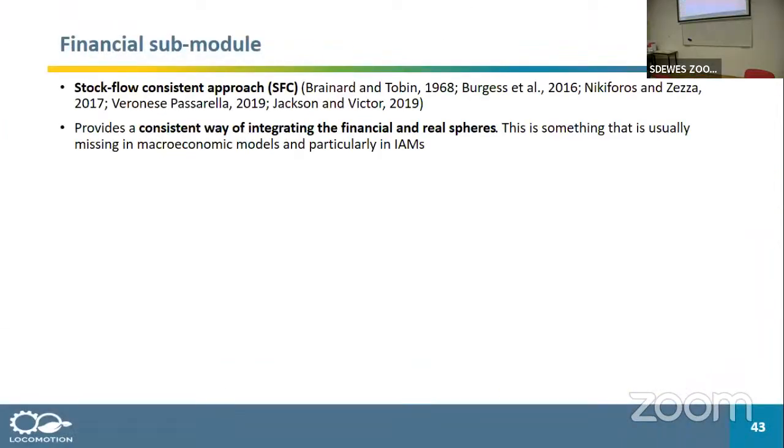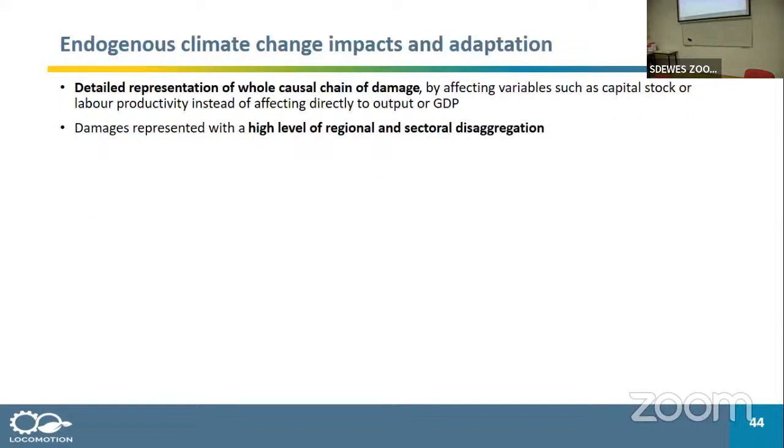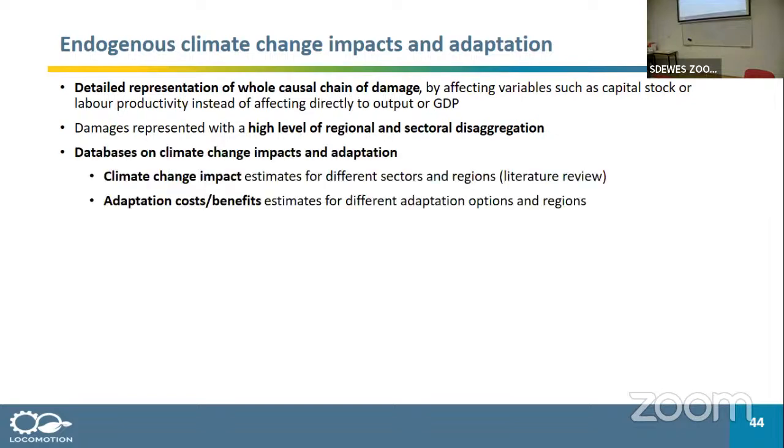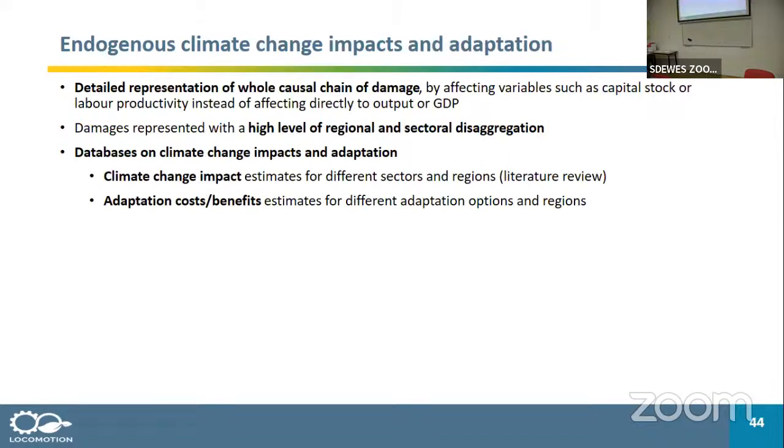So in the financial model, we have a stock flow consistent approach that so far has been developed for 27 member states. It provides a consistent way of integrating the financial and the real economic spheres. And that is also something that is missing in most macroeconomic models and basically in all integrated assessment models. Here you have some features of the model. I will not stop here because you have to go to this part that I think is important. Paula, maybe you can show this slide here.